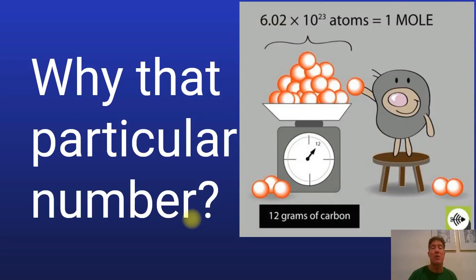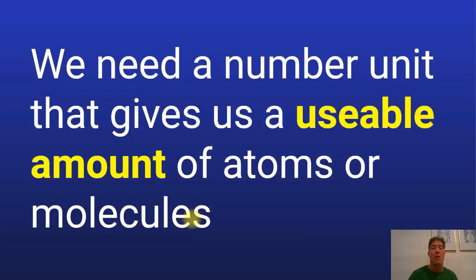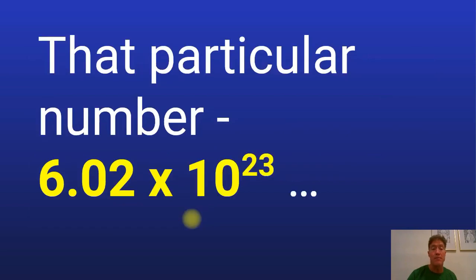Why that particular number? Well, we need a number unit that gives us a usable amount of atoms or molecules. As we saw, a mole of water, an Avogadro's number of water, is an ounce of water. That's a usable amount of water. I can weigh that, and I can use that in a test tube for a chemical experiment.